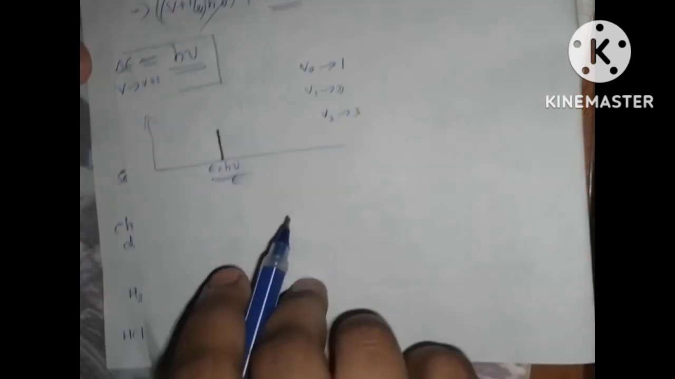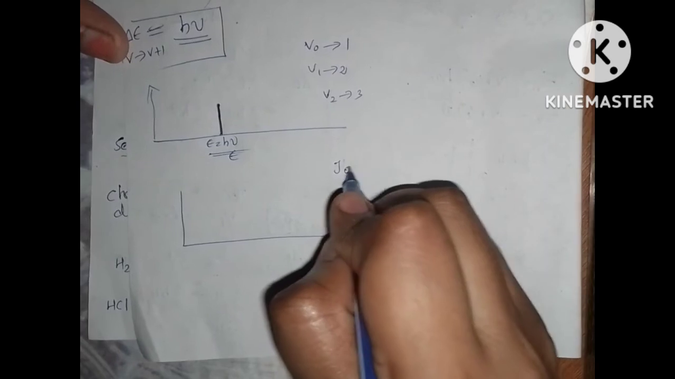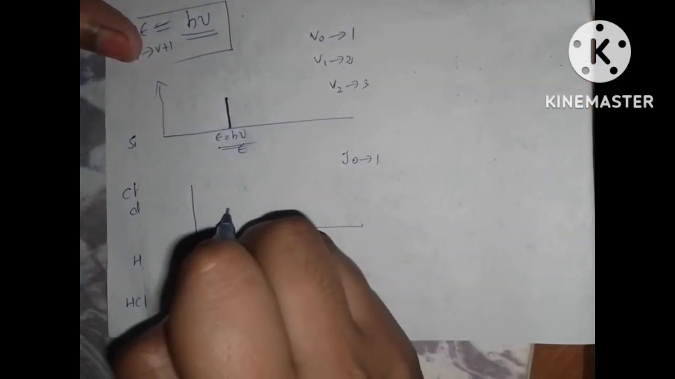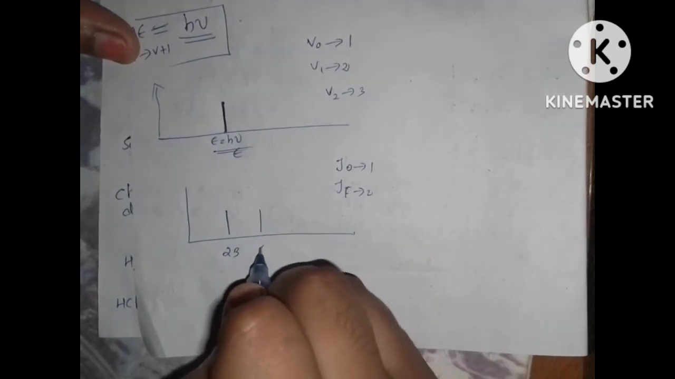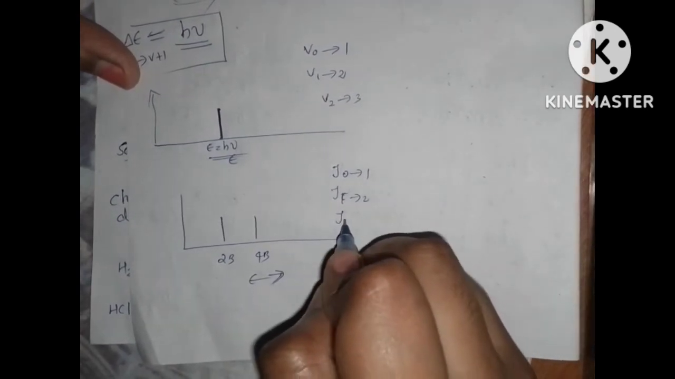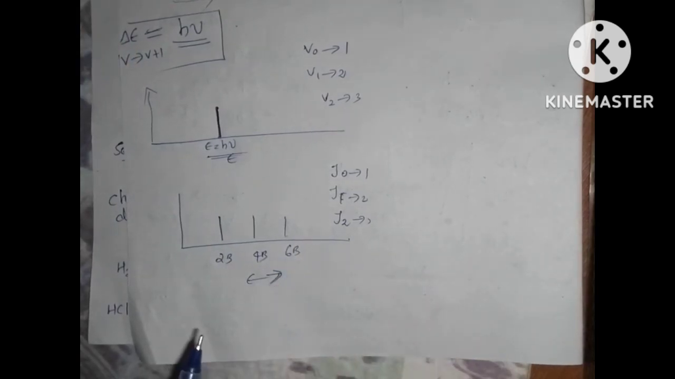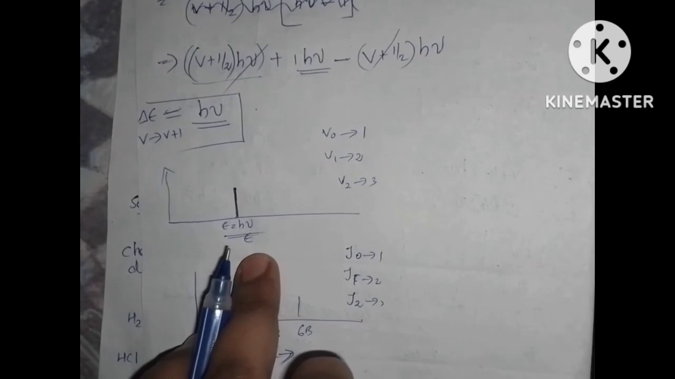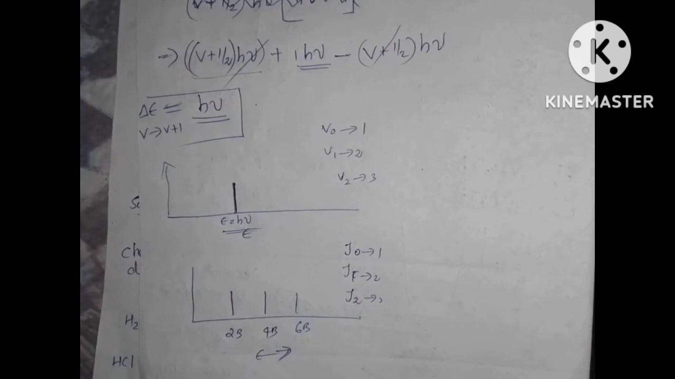But in rotational spectroscopy, the case was different. For J equal to 0 to 1, we get the energy at the 2B level. For J equal to 1 to 2, we get the peak at the 4B energy value. And for J equal to 2 to 3, it was 6B. So the peaks were different for different transitions. But for vibrational spectroscopy, the peak always comes in the same position, whichever be the transition. These are the things we have studied in rotational spectroscopy and in vibrational spectroscopy.